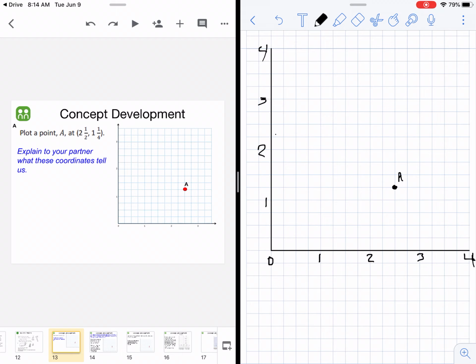I would like to describe the shortest distance to A from the x-axis. The shortest distance to A from the x-axis is going straight up and counting the units. It's 1 1/4 straight up from the x-axis. The y-coordinate tells us how far from the x-axis you have to go up, just like we did yesterday.